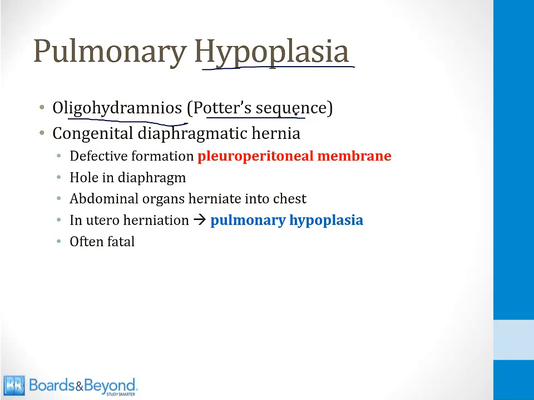The second reason a baby could develop pulmonary hypoplasia is if they have a congenital diaphragmatic hernia. This sometimes occurs in babies who have defective formation of a structure called the pleuroperitoneal membrane. Basically, these babies have a hole in the diaphragm and their abdominal organs herniate into the chest, and when this happens, this leads to underdevelopment of the lungs.